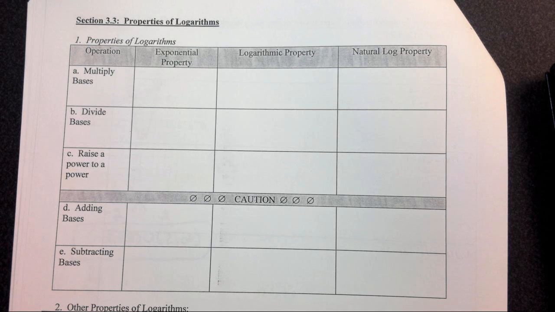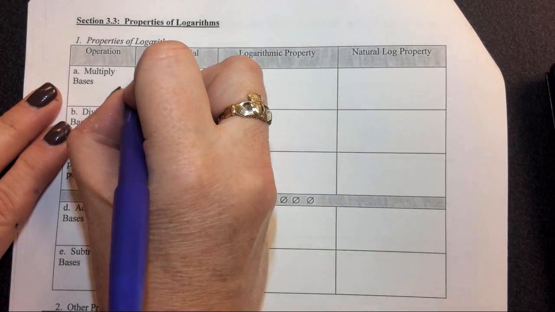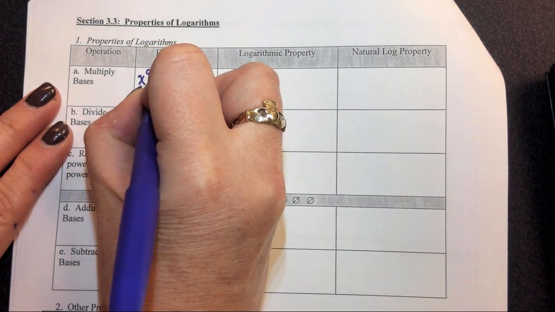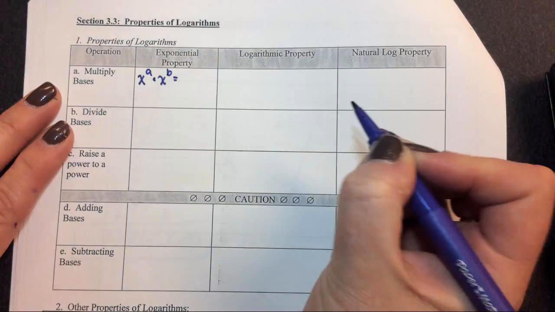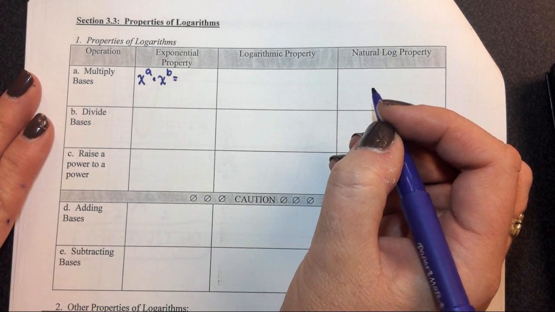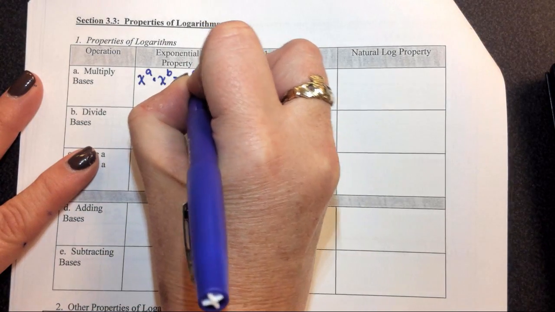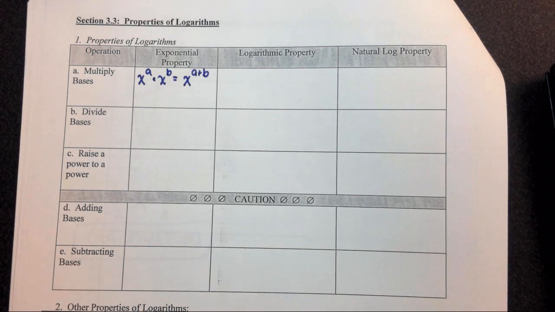So first of all, these properties of logarithms really relate back to a lot of your properties of exponential functions. For example, we all know what happens when you multiply like bases together with exponents. What do you do with those exponents when you multiply them together? Add them. So I know this is x to the a plus b.